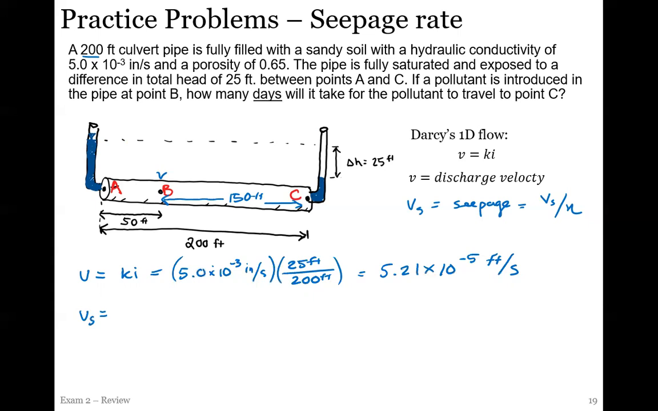So our seepage velocity is equal to 5.21 times 10 to the negative 5 feet per second divided by our porosity. Porosity is 0.65. Make sure that's in decimal form, not percentage form. And this is equal to 8 times 10 to the negative 5 feet per second.